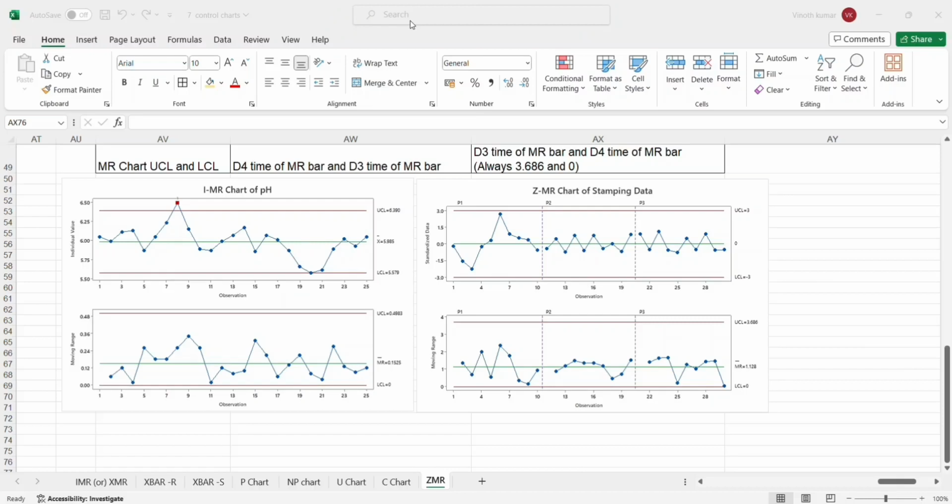As I was explaining, the continuous data control charts are IMR, X bar R, and X bar S. ZMR is also a continuous data variable chart. It has some similarities with the IMR chart and also some uniqueness which is not part of the IMR chart but specific to the ZMR chart. So in this video, let's understand the commonalities and also the difference between the IMR chart and the ZMR chart.